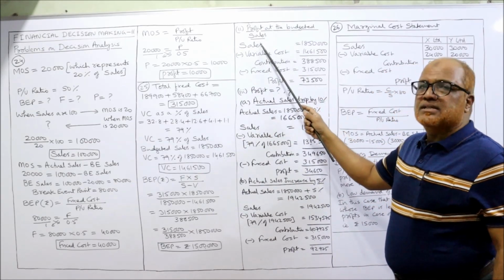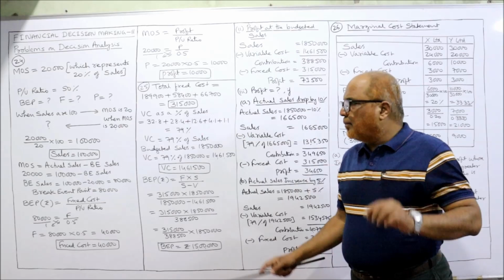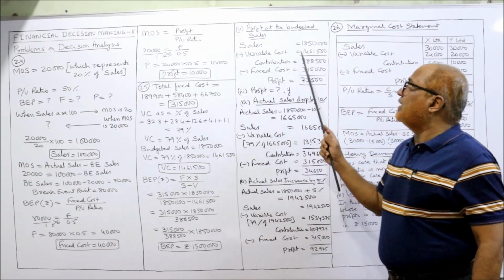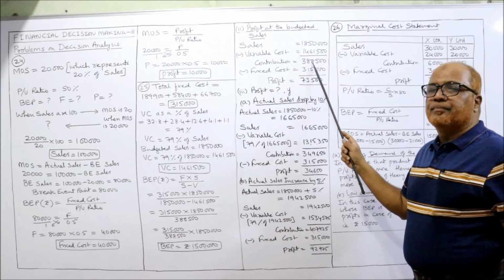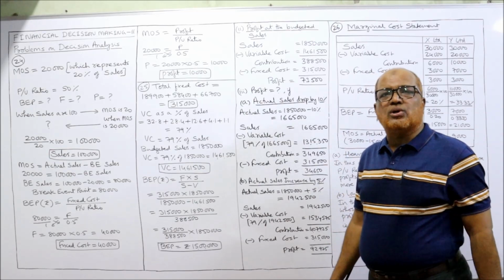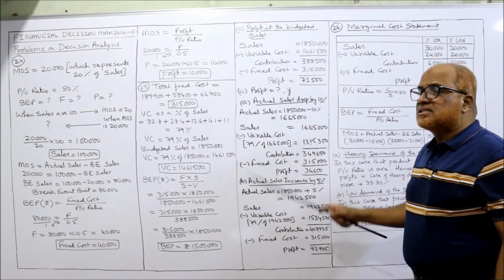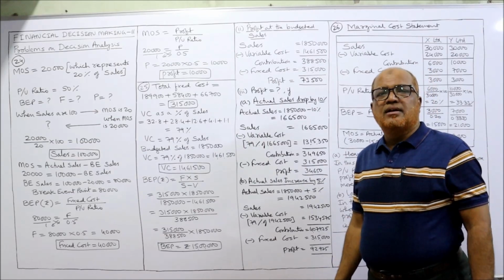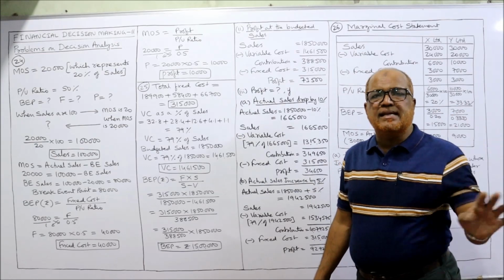First question completed. Now it is asking what is the profit at the budgeted sales. Sales are 18,50,000 and the variable cost is 14,61,500. So sales minus variable cost will give the contribution, 3,88,500. From contribution subtract the fixed cost, 3,15,000. We'll get the profit, 73,500. So 73,500 is the profit at the present budgeted sales.